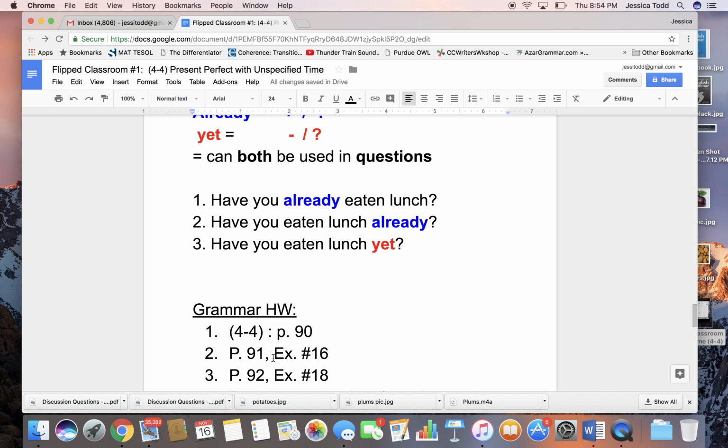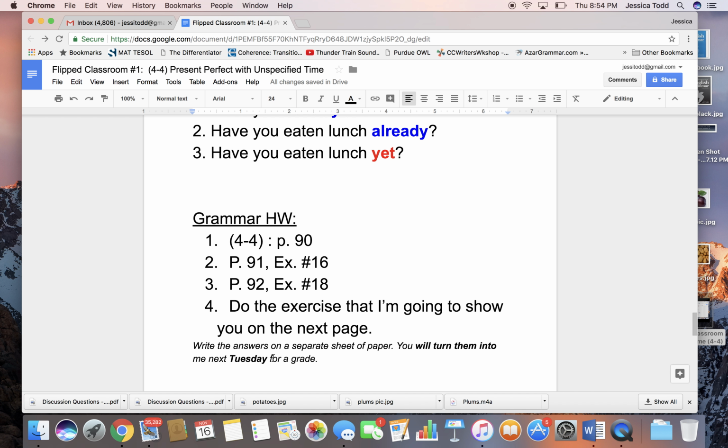All right, I know you've been waiting for this moment. Here is your grammar homework for the weekend, okay? Please review the chart 4-4 on page 90. This is what I've talked about in the flipped classroom in this video. Please do exercise 16, page 91, and also page 92, exercise 18, okay?